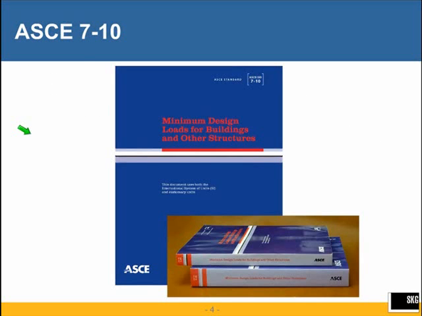Now on this slide here we show both ASCE 7-05 and ASCE 7-10. ASCE 7-10 came out in May of 2010, so we're talking over a year ago. It's hard to believe it's been out that long. And I think when you look at this picture that we took, you can see how much thicker ASCE 7-10 is compared to ASCE 7-05.